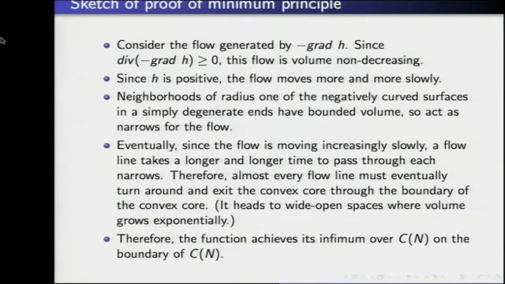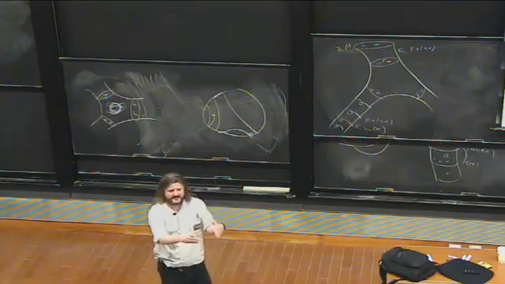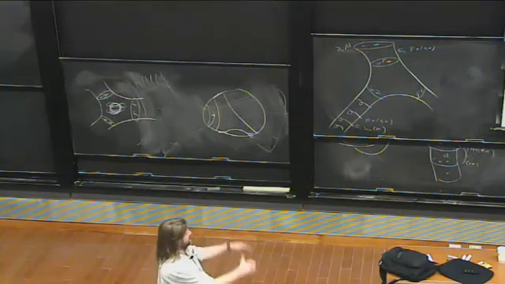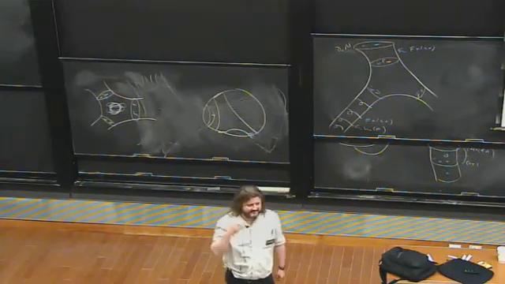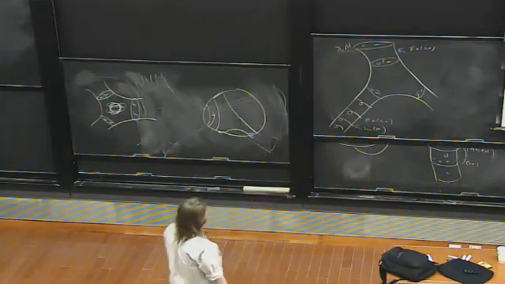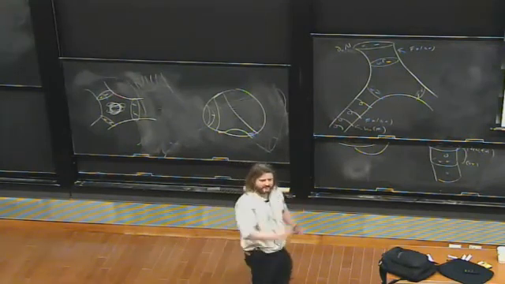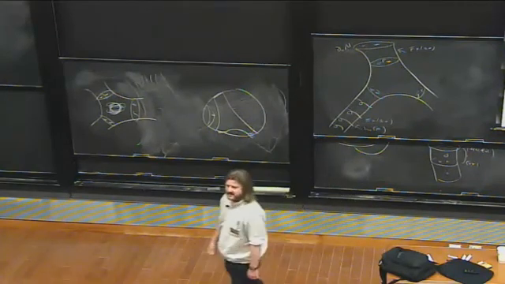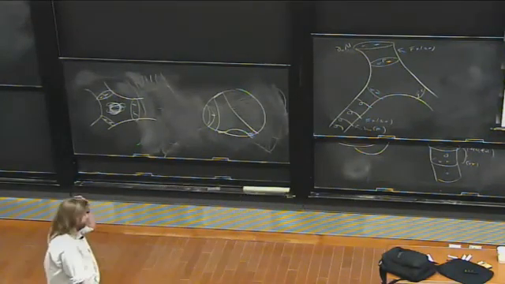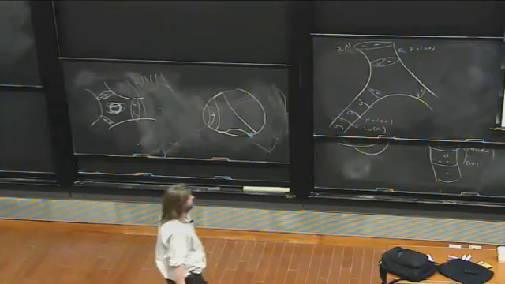Okay, so what's the proof of the minimum principle? Well, what's the idea? You take this positive superharmonic function, and then you flow in the direction of greatest decrease, or in the direction opposite to the gradient. And this flow is volume non-decreasing, because the divergence of that flow is positive. On the other hand, since the function is positive, it can't just keep running along super fast, because it can never get below 0, which means it's got to slow down to a crawl. You can make that into an inequality if you want, but it's going to move more and more slowly.